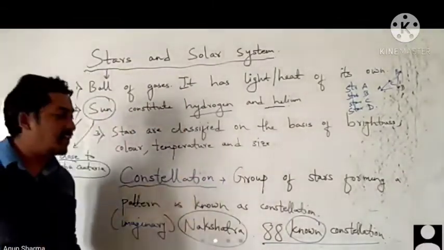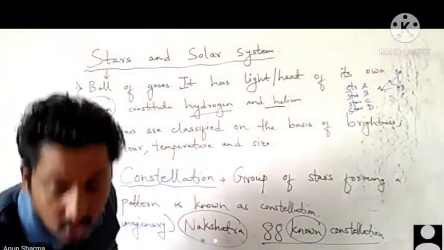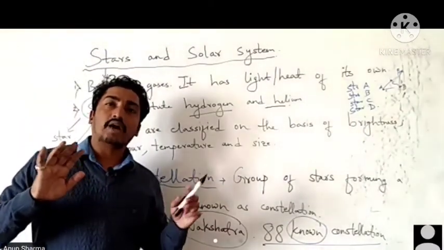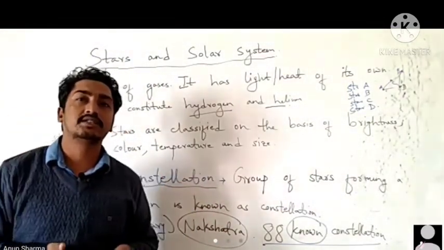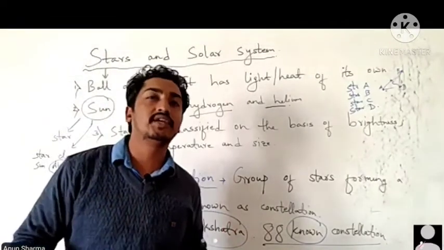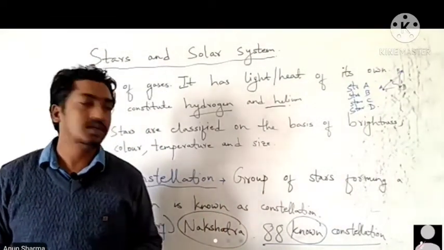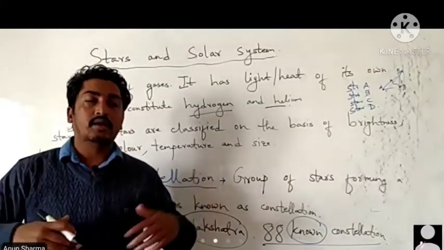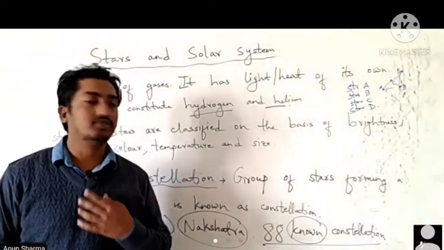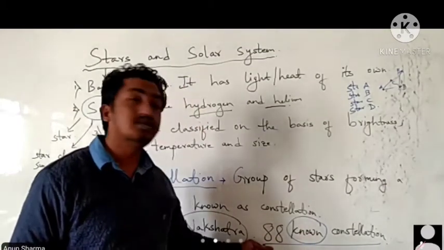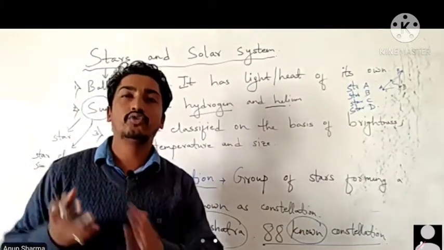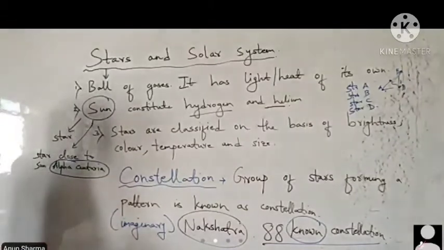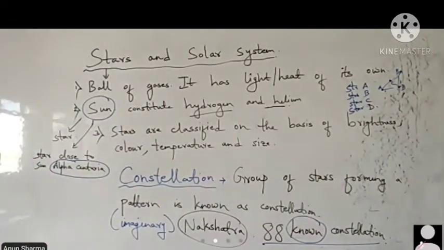But as I already told you, our universe or space constitutes many things, and we are only discovering it. We are not inventing it, we are discovering it. It can be that when more technologies come in the near future, it can be said that there are more than 88, more than 95 or more than 100 constellations, according to our equipment, the equipment by which we can see outer space. So this was all about constellations.